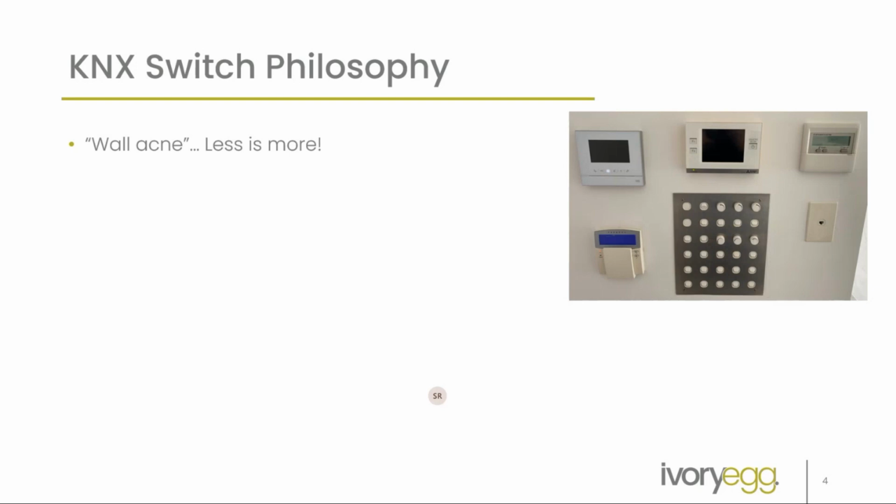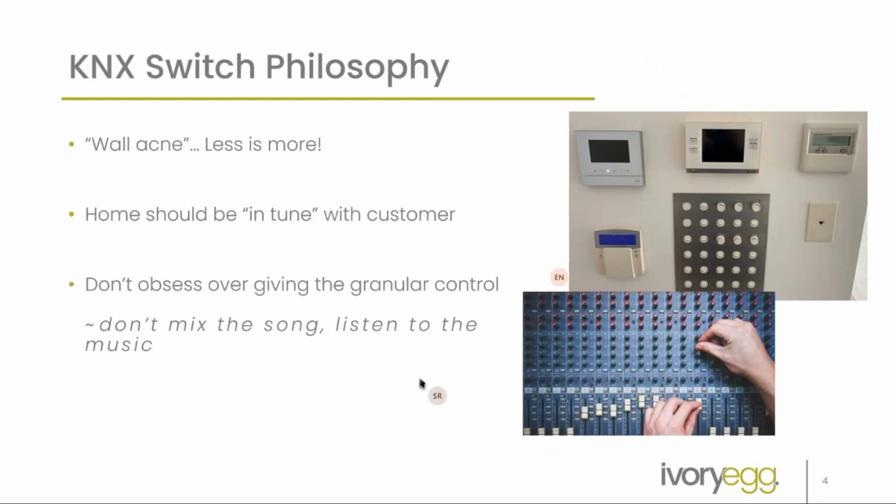Part of the primary reason we do this is to get rid of the guesswork for the client and take away the wall acne, what really looks horrible on the wall. And the homeowner should be in tune with the home. A customer shouldn't think of how to control their lights. It should be naturally intuitive when they go to the wall switch to know how to turn on and off. It shouldn't create that guesswork.